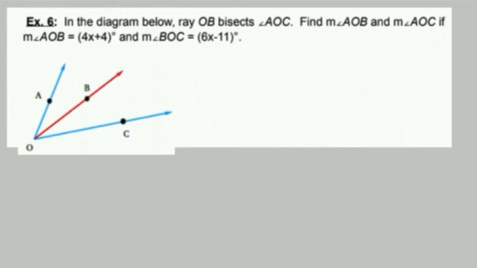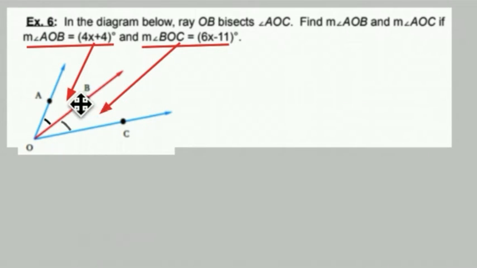For example 6, I am told that ray OB, the red one, bisects angle AOC. That means that these two angles have the same measurement because this is an angle bisector. We're also told that the measure of angle AOB is 4x plus 4 degrees, and that the measure of angle BOC is 6x minus 11 degrees. Well, remember that those two angles are congruent. That means that their measures are equal to one another.